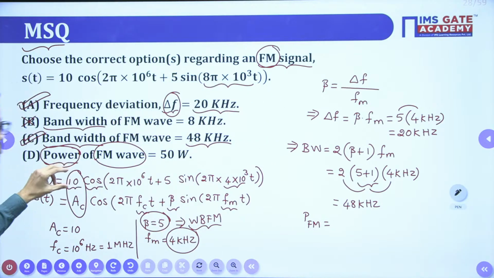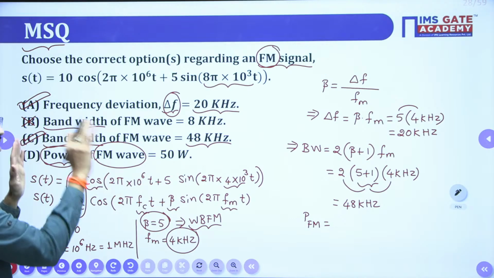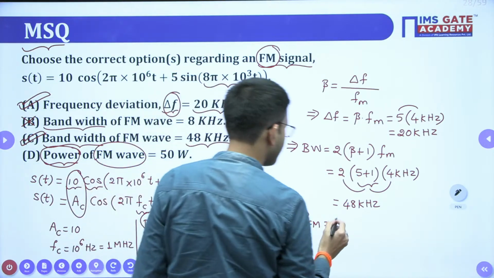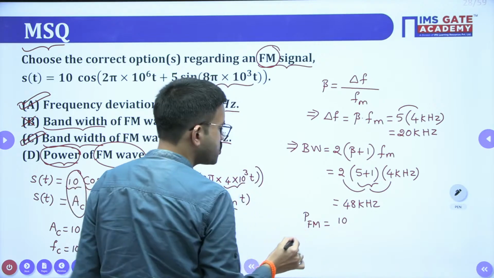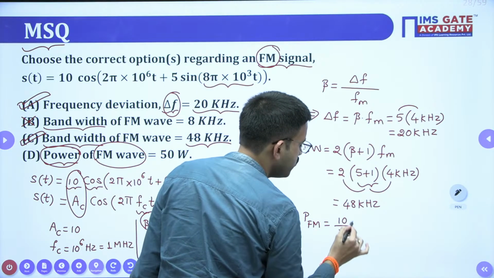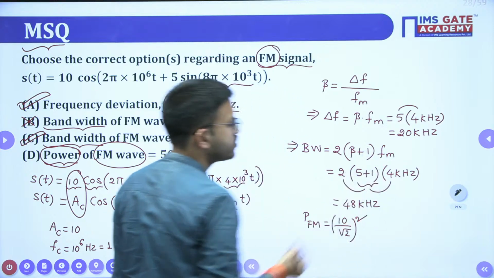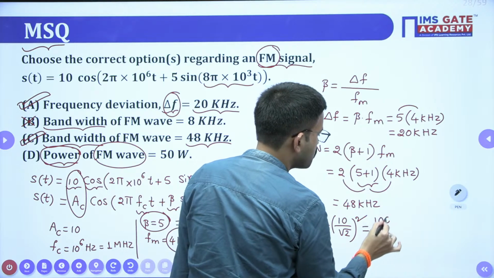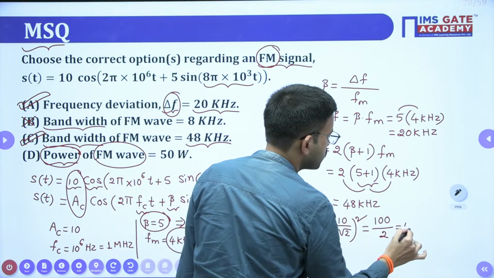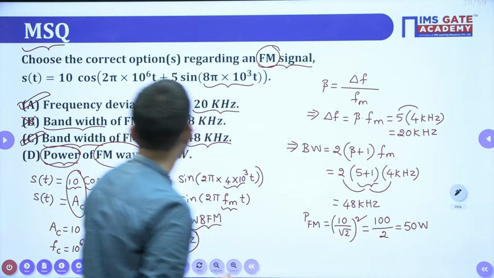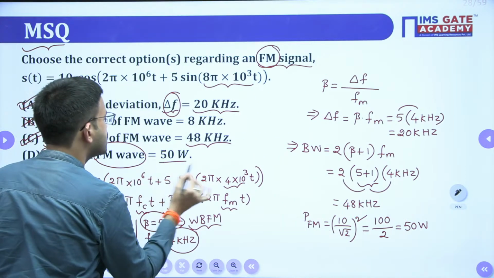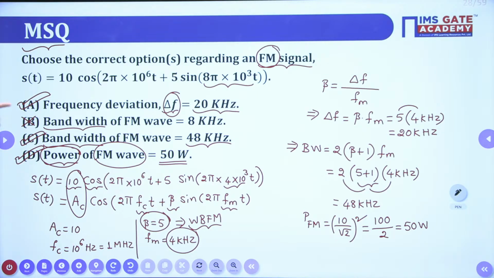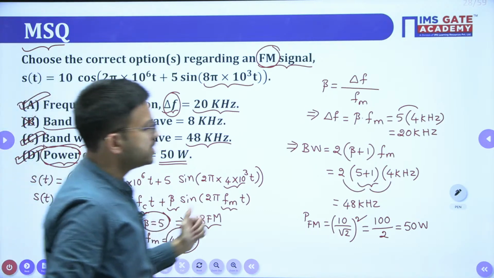Simply the RMS square value you have to consider. I have already mentioned regarding our communication subject, the R value you can assume 1. So here the peak value is 10, and the RMS value is nothing but 10 divided by root 2. You have to consider the square of that term. So 10 square is 100, root 2 whole square is 2, so you will get 50. Units are watts. Yes, whatever they have mentioned regarding option D, yes, it is correct. So for this question, three choices are correct: A, C and D.